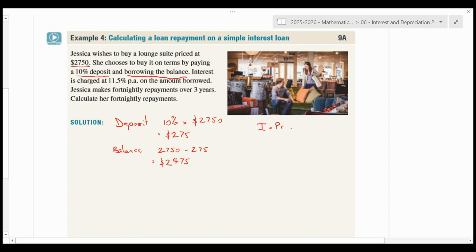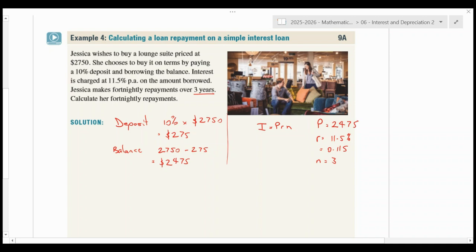I equals PRN. So now I'm working out the amount of interest that she's going to pay on that. So the principal, the amount she's borrowing, is $2,475. The interest rate is 11.5%, or 0.115 if we write it as a decimal. And the length of time she's borrowing it for is 3 years.